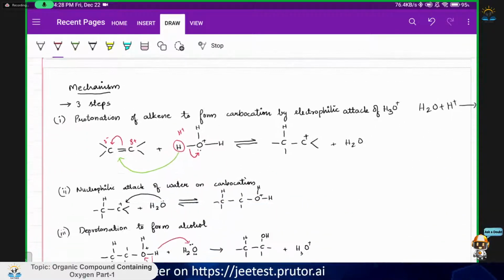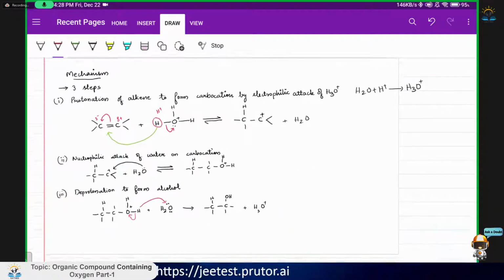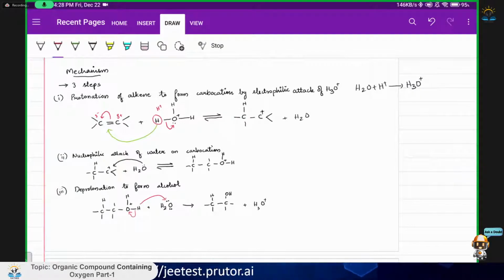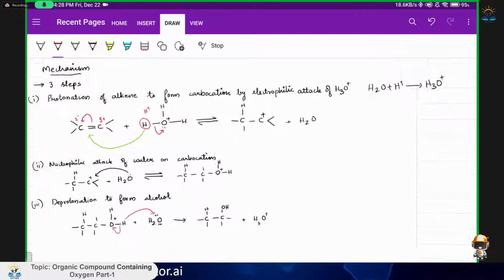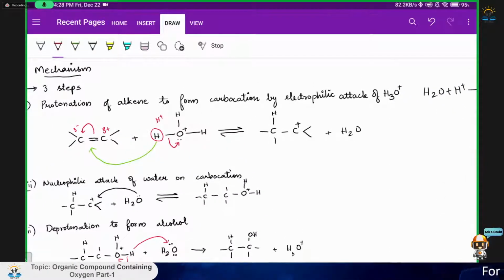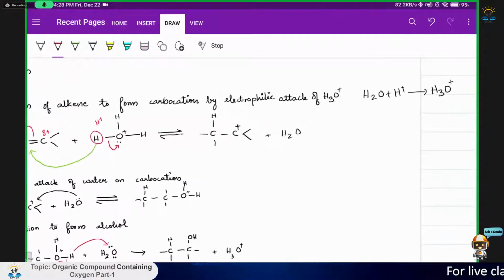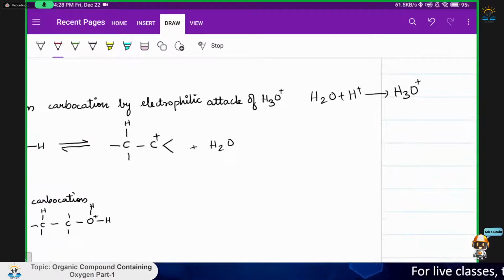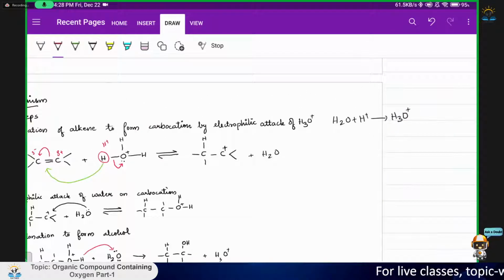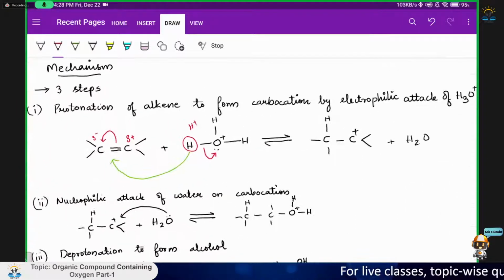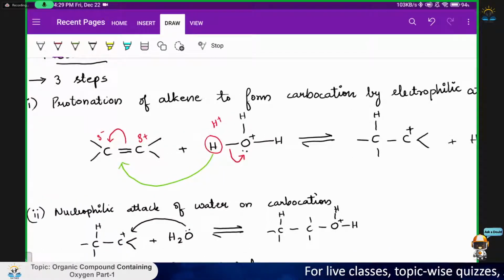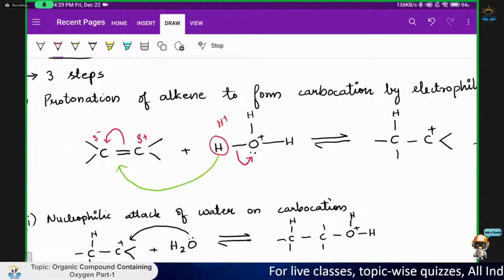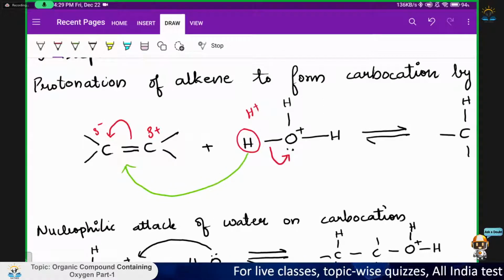Now we see the mechanism of this addition. This occurs in three steps. What is the first step? Protonation of the alkene to form a carbocation by electrophilic attack of H3O+. So water combines with H+ to form what? H3O+, or hydronium ion. This hydronium ion goes and attacks the alkene first.